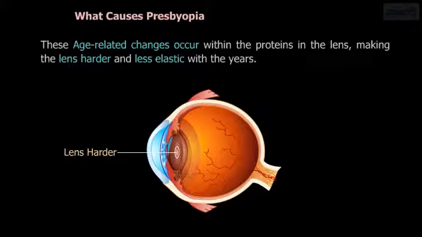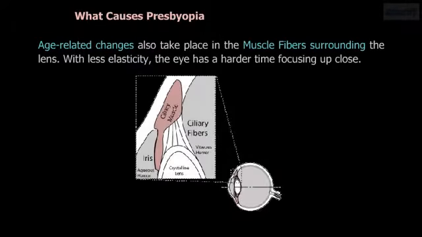Age-related changes also take place in the muscle fibers surrounding the lens. With less elasticity, the eye has a harder time focusing up close. Other less popular theories exist as well.